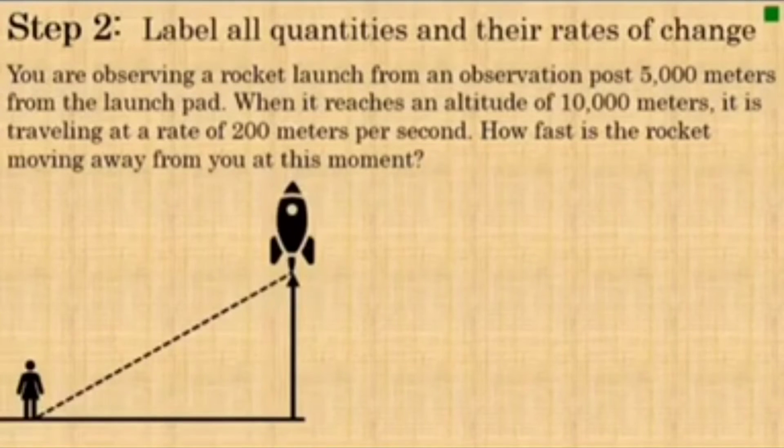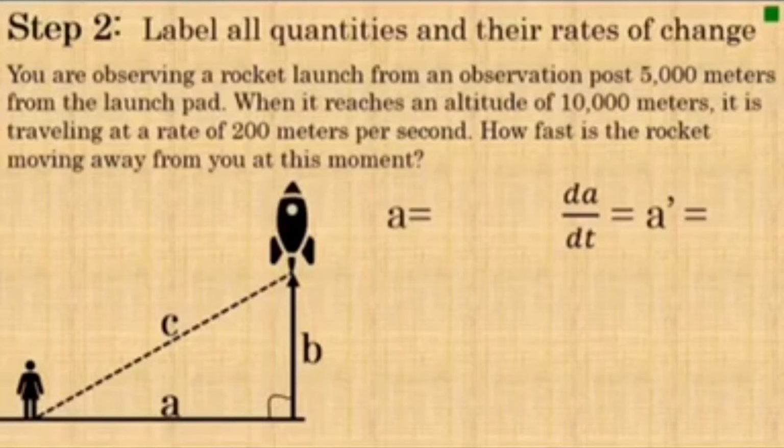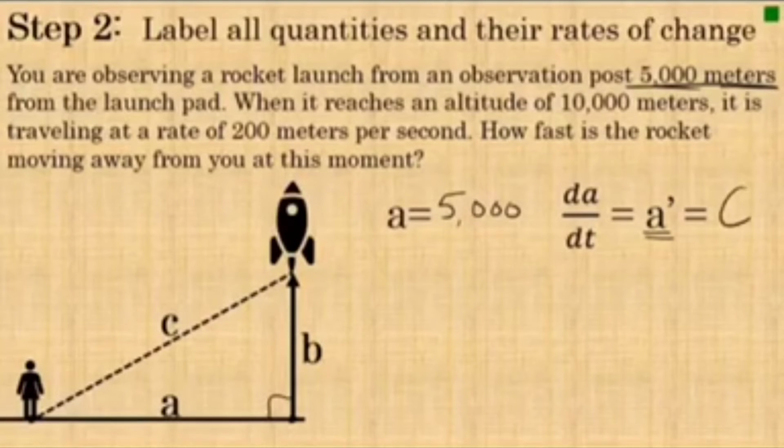Okay, step 2 is to label all quantities and their rates of change. I label these as A, B, and C. So the front view, which is A, we need to find A prime, which is dA per dt. As can be seen here, it says 5,000 meters, so A is 5,000 meters, because it says observation post, which is the front view. But what is A prime, which is dA per dt? Since there is no time given, the answer will be 0. Yes, A prime is 0.